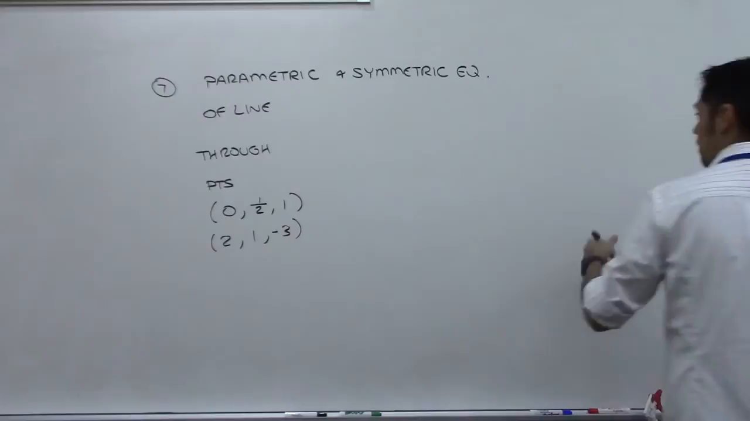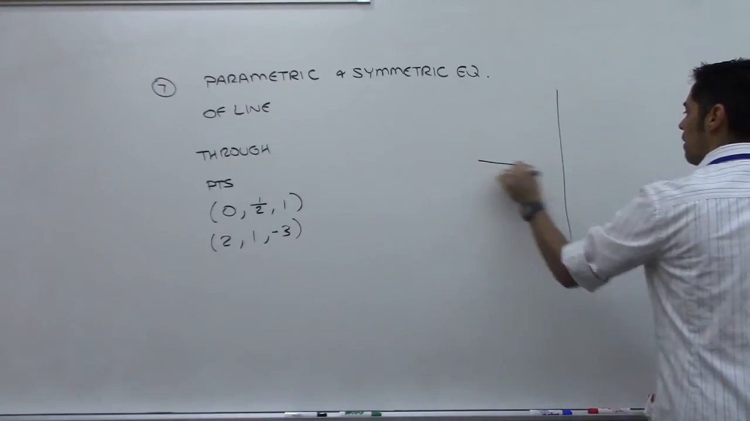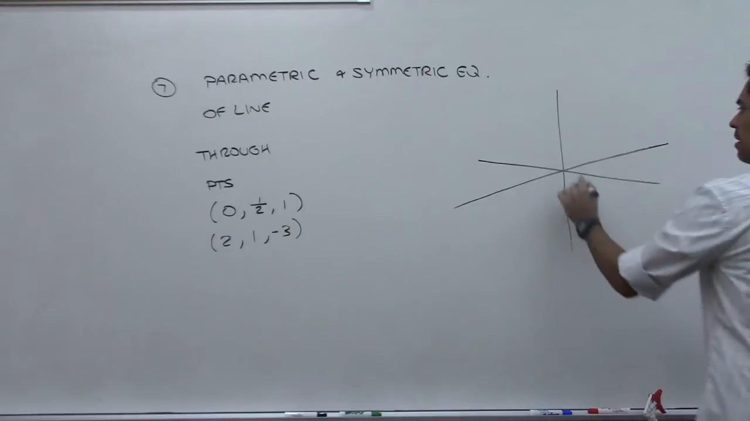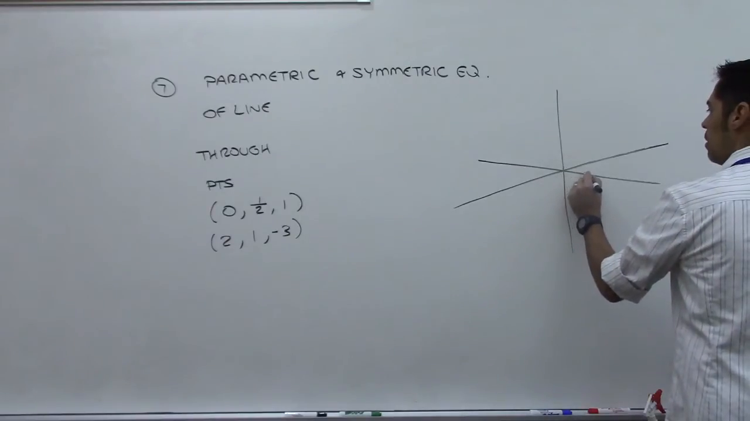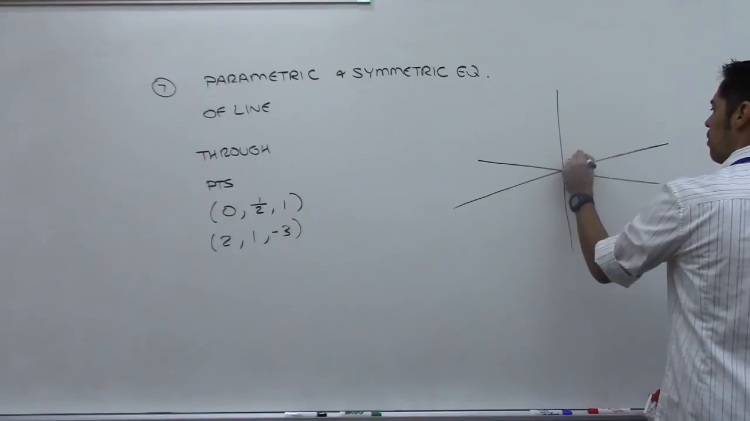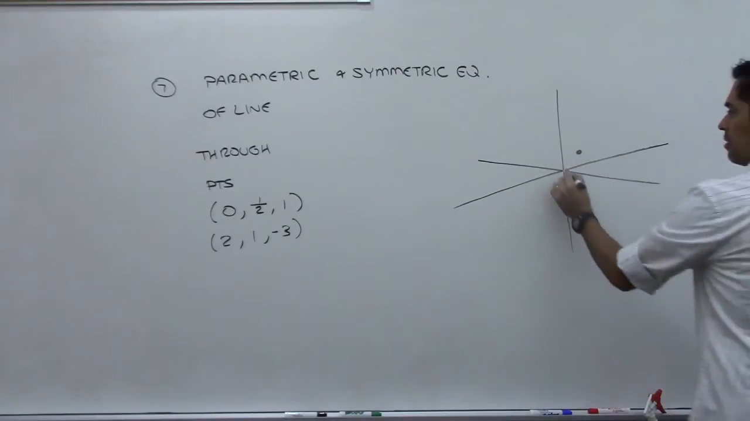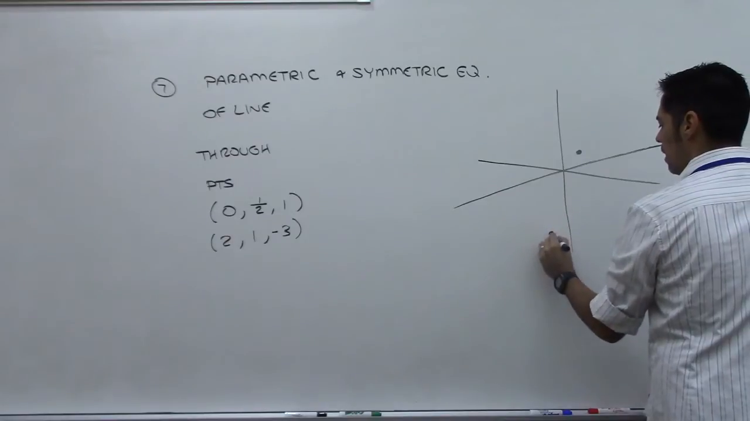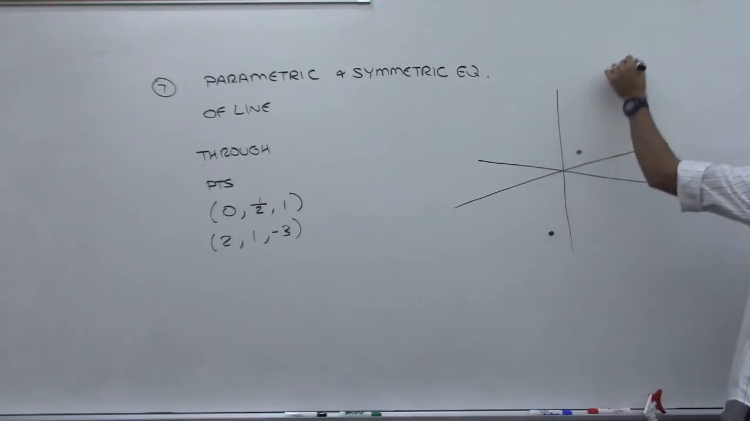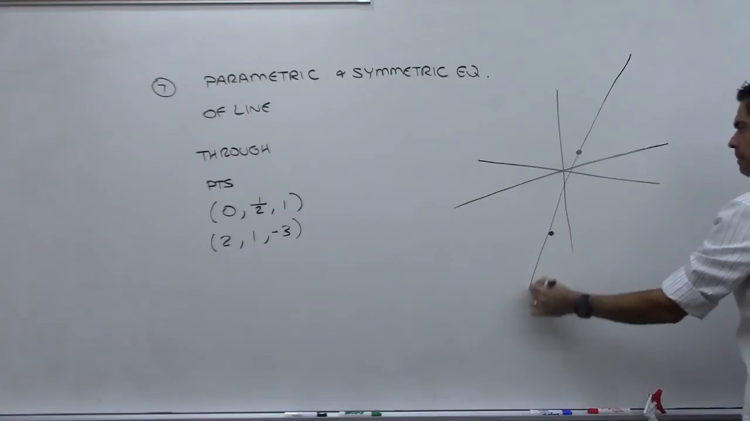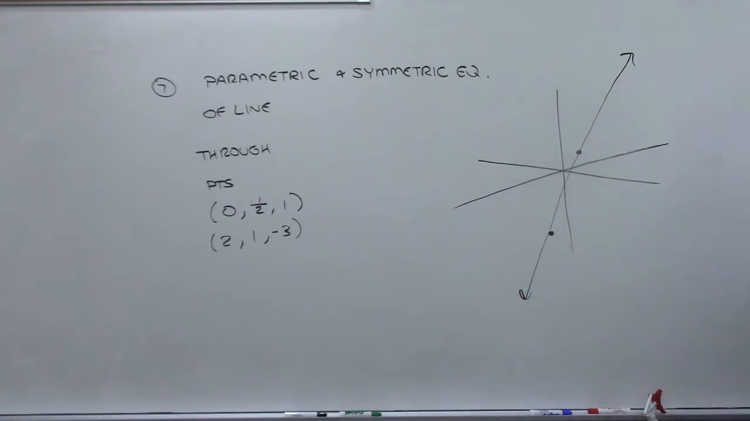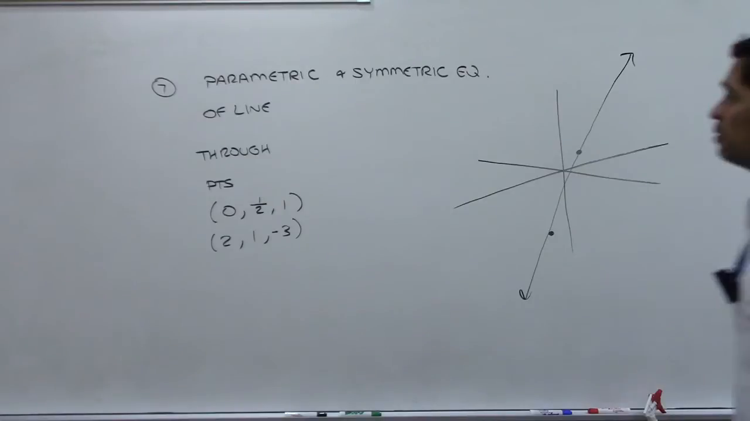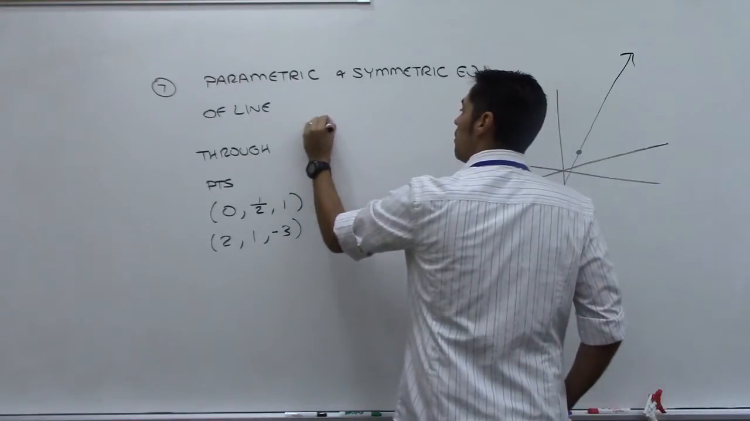So sitting here in 3-dimensional space, I've got some points, (0, 1, 1/2), so some point here, and (2, 1, -3). So I've got a line that goes through these 2 points, and I need to come up with the parametric and symmetric equations. What I'm going to do is first try and find the vector equation.